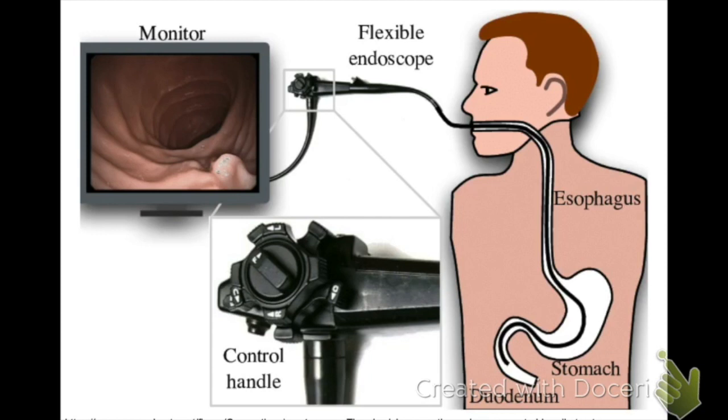Here's an example of something, a scope. Endo means within, so an endoscope, scope meaning an instrument to view, is an instrument that you can pass into a body and view the inside, say, of the stomach or the intestine, as you can see here. So that's just one of those terms in action.